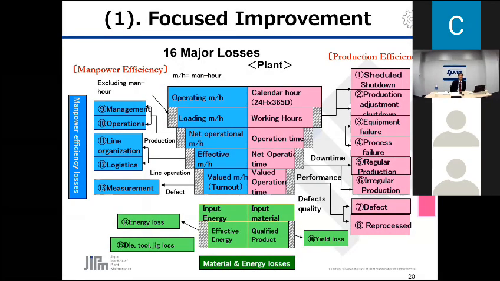Improvements, and there are 16 major losses. This is the base. So you can find these losses from the calendar hours, scheduled shutdown, production adjustment, equipment failure, process failure, and so on. So you can calculate these numbers.